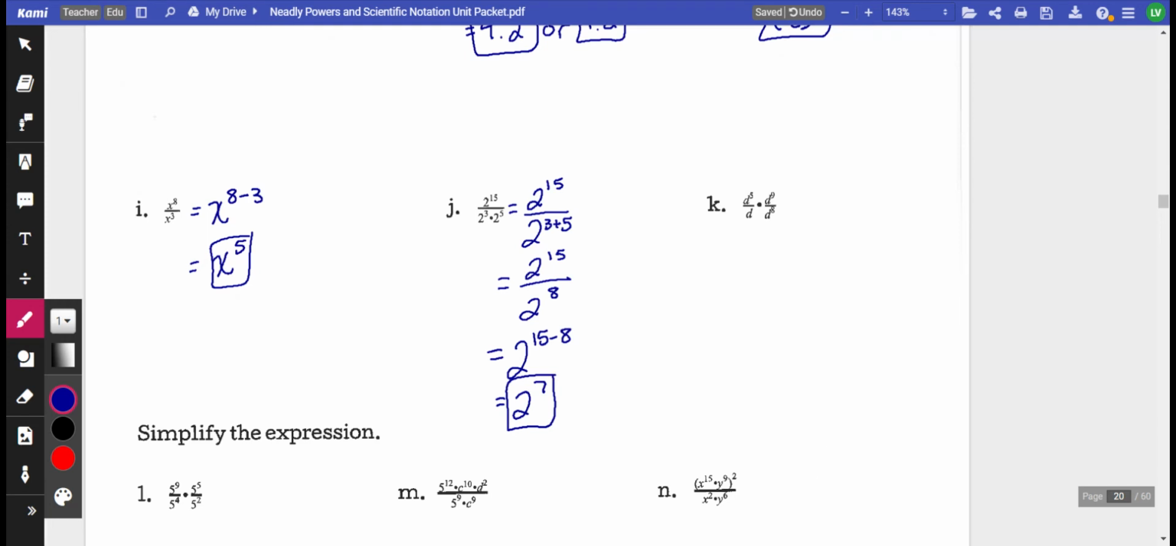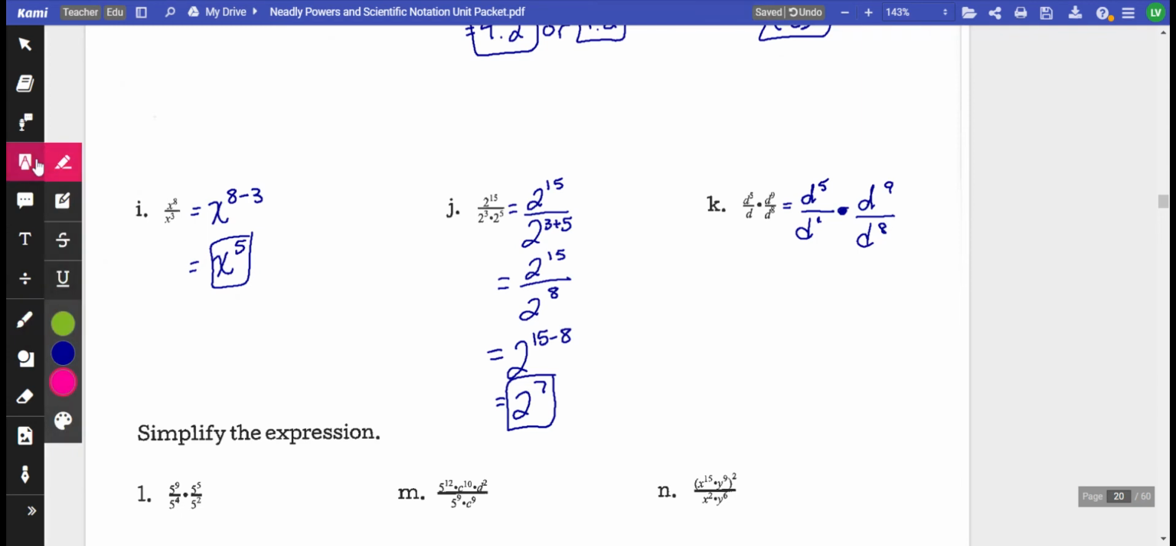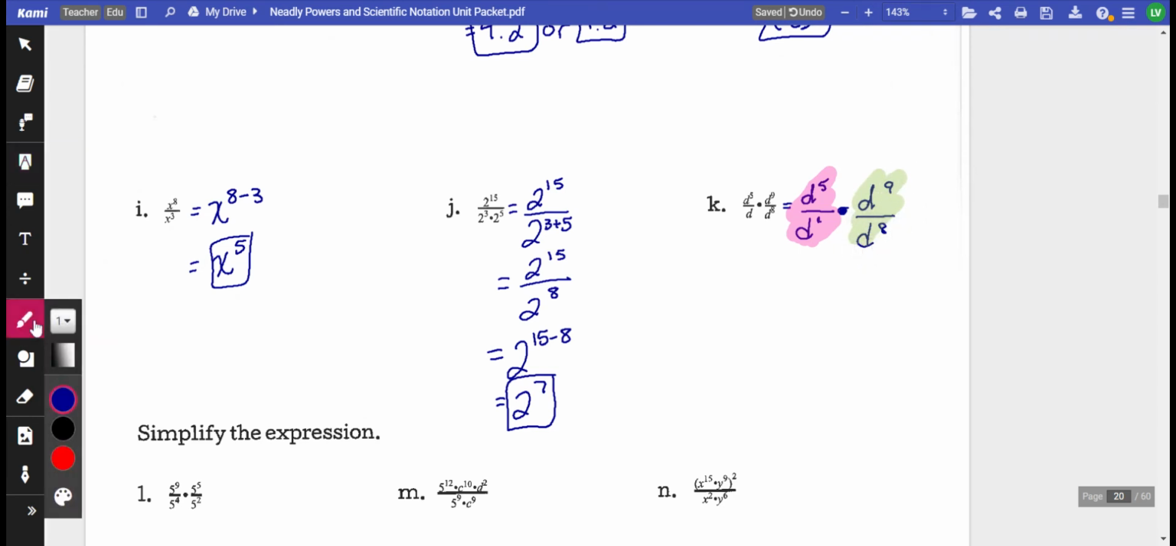Letter K, d to the 5th divided by d times d to the 9th divided by d to the 8th. I'm going to rewrite this, and I'm going to put a d to the 1st in my first fraction. I have d to the 5th divided by d to the 1st, and then I have d to the 9th divided by d to the 8th. I'm breaking them up into fractions.